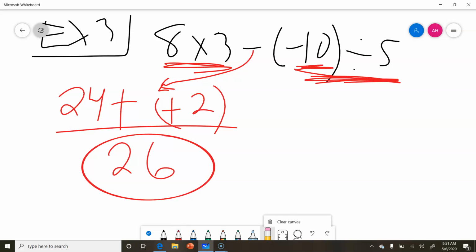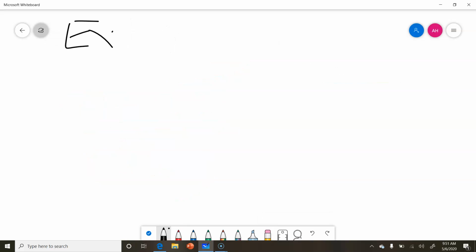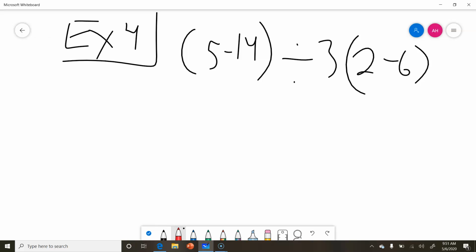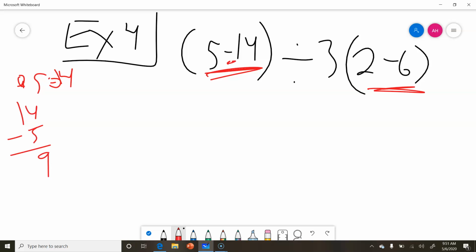Now let's go on to example 4. So these just keep getting harder, obviously. We have in parentheses 5 minus 14, divided by, in parentheses, 3 times 2 minus 6. Now this one, they're trying to be tricky here because they're going to try and get us. So the first thing we need to do is parentheses, right? So do the two parentheses first. So what is 5 minus 14? Well, there's one negative and one positive, so I always subtract. 14 minus 5 is 9. Which one is bigger? The negative is with the 14, so that's negative 9 divided by 3. Now I do what's 2 minus 6? Well, that's negative 4.